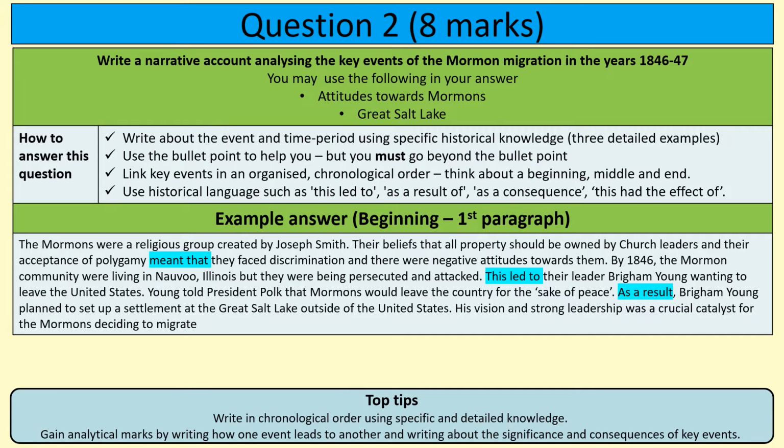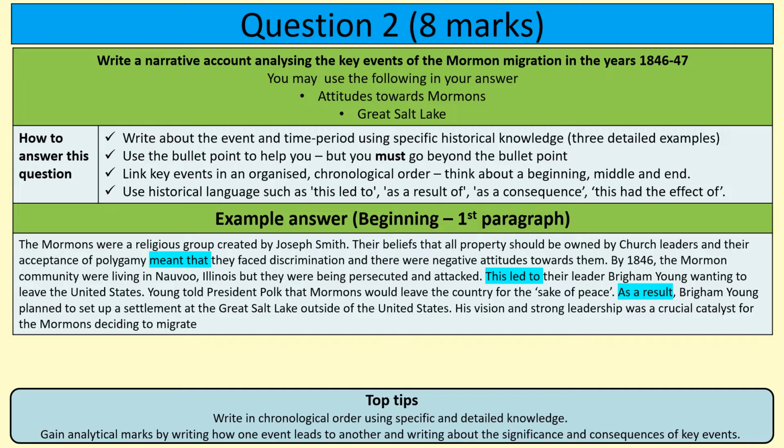Now, it's really important that you don't just rely on these two bullet points and that you go beyond the bullet points. You don't have to use the bullet points at all, but obviously they're there and they are relevant bullet points, so it's a useful guide to help you within your answer. So how to answer this question, try and write about the event and time period using specific historical knowledge. You need to give 3 detailed examples of knowledge within your answer. Use the bullet points to help you, but you must go beyond the bullet points. You cannot just rely on the knowledge in the bullet points.